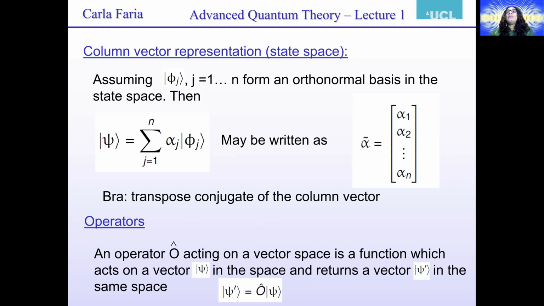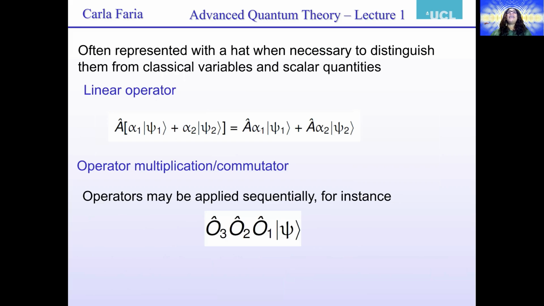Another concept that is very important in quantum mechanics is the concept of operator, because an operator acts on a vector space, and it is a function which acts on a vector in the space and returns another vector in that same space. So it modifies the vector, but keeps it as a vector. For instance, you have ket psi and ket psi dash. When you apply this operator, you get psi dash equals the operator applied to psi. This is often represented with a hat when we need to distinguish from classical variables or scalar quantities.